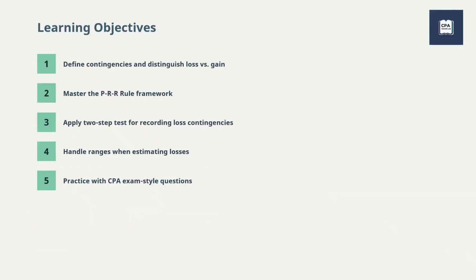We are going to learn to distinguish between a loss contingency and a gain contingency. The exam loves to test the differences. The PRR rule, this is very important. If you cannot remember anything from this session, just remember this one. We are going to learn how to apply two-step tests for recording the loss contingencies. In exams, they usually give you an estimate. We are going to learn how to handle ranges and have some CPA exam style questions.